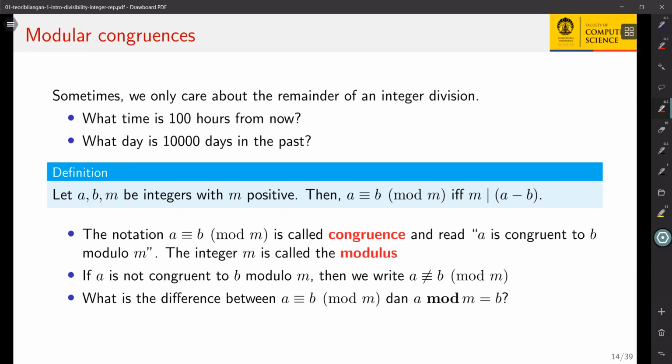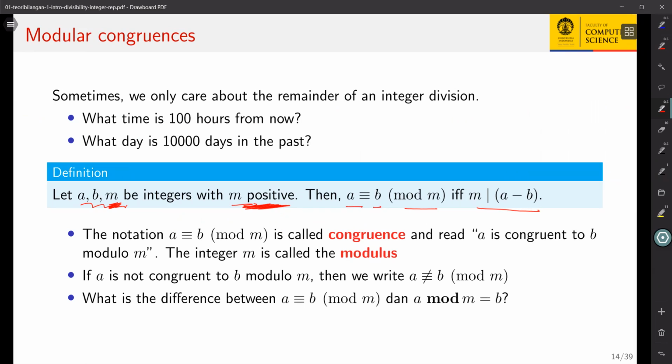So let's start with a definition. Suppose you have A, B, and M, integers, with the condition that M has to be positive. Then we define A is congruent to B modulo M if and only if M divides A minus B.